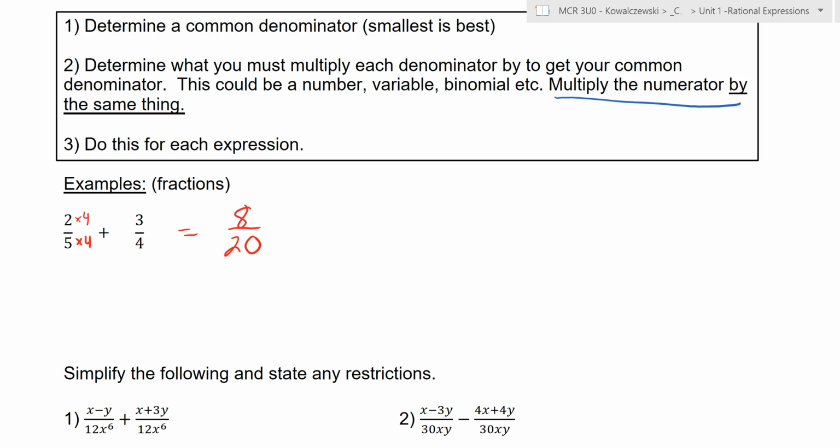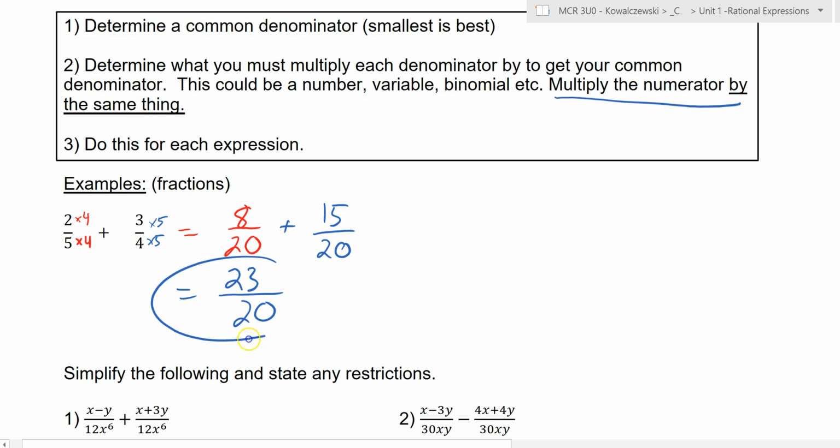Now I can do the same thing for the next fraction. To turn 4 into 20, multiply by 5. But again, the same thing has to happen to the numerator. So that will become 15 over 20. Now I can just add up the numerators. We don't actually add the denominators. What we're doing is adding 8 plus 15, which is 23. We have 23 twentieths. Now, we're always going to look for fractions and rational expressions: can we reduce that answer? No, we cannot. So we're done.